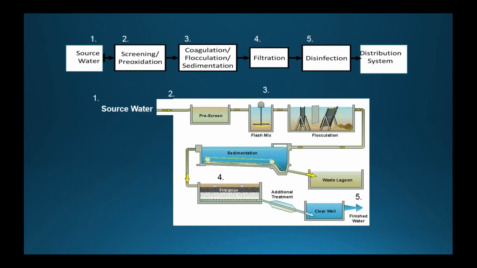Okay, so we're going to now step through the process. So a standard conventional treatment plan is, I usually break it up this way: source water, preoxidation or screens. People use preoxidation for several reasons, and they can also hinder or help you. We're going to discuss that. We're going to talk a little bit about coagulation, flocculation, sedimentation, filtration, and then disinfection, and where it can help you there. And then once it's in the distribution system, we're not going to discuss that today.